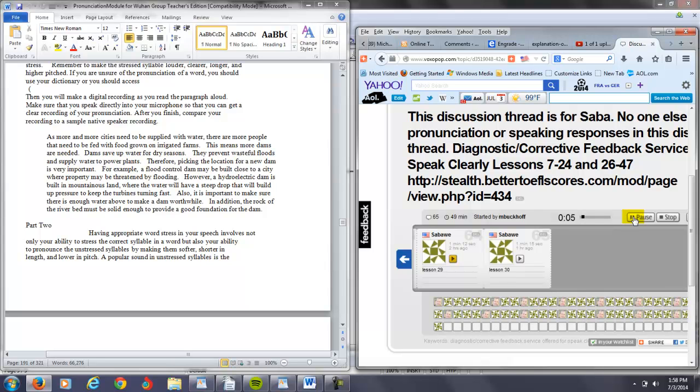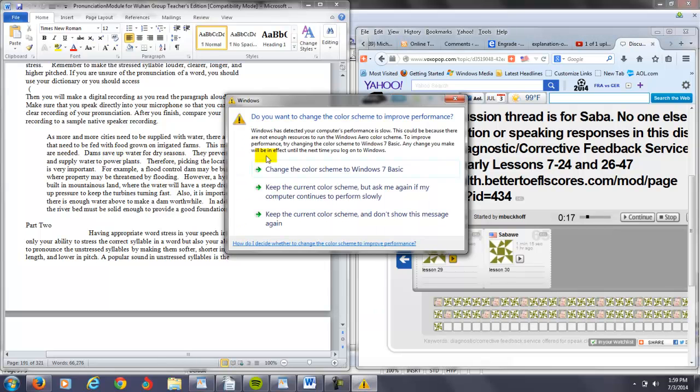There are more people that need to be fed with food grown on irrigated farms. Okay. This means more dams are needed. Dams save up water for dry seasons. Okay, good. Now in this case, dams save up water for dry seasons. So this is blending, where you have a verb along with a particle after it. You want to connect the V to the next vowel sound. So dams save up water for dry seasons. Native speakers don't normally pause after the verb and then the particle or preposition which comes after. So we don't say dams save up, but dams save up water for dry seasons.